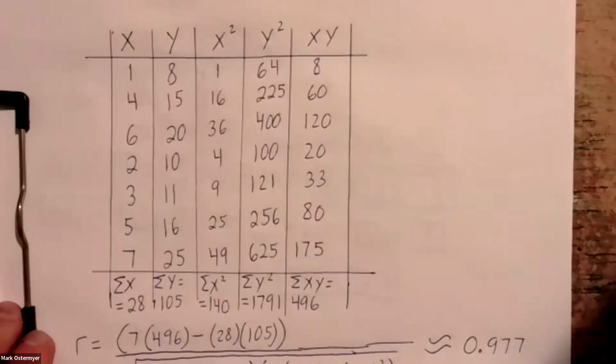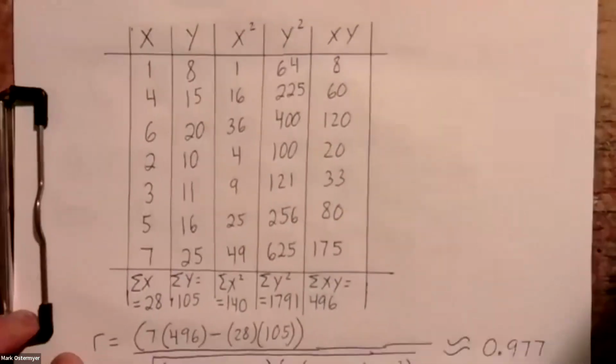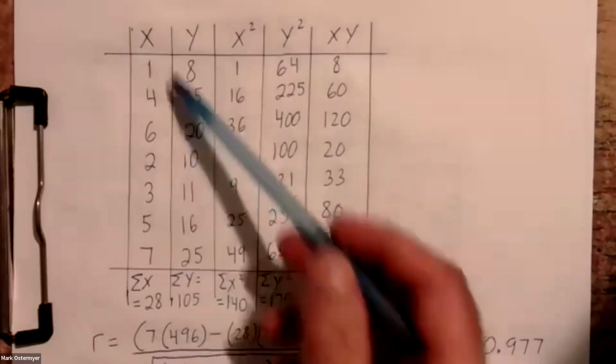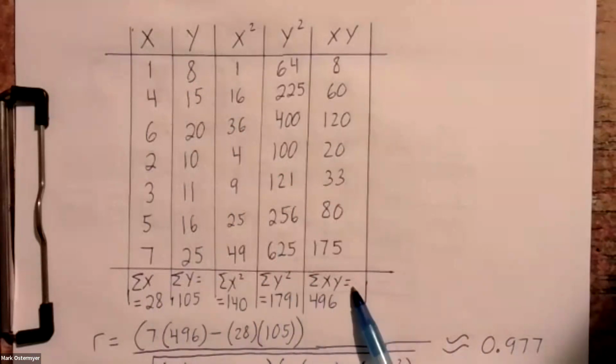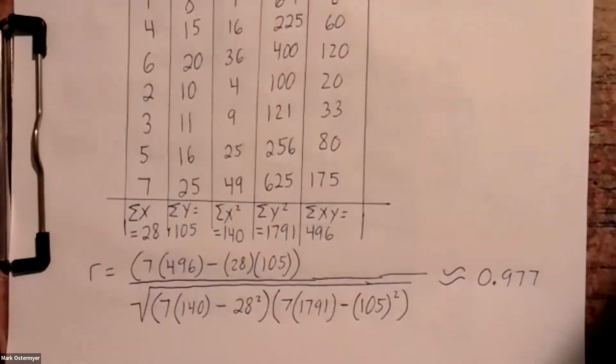All right. So, here is my data table that I made to help me compute the sums of the respective columns. Then I fed everything into the correlation coefficient formula and went through and computed about 0.977. Did anybody get 0.977 for the correlation coefficient R?